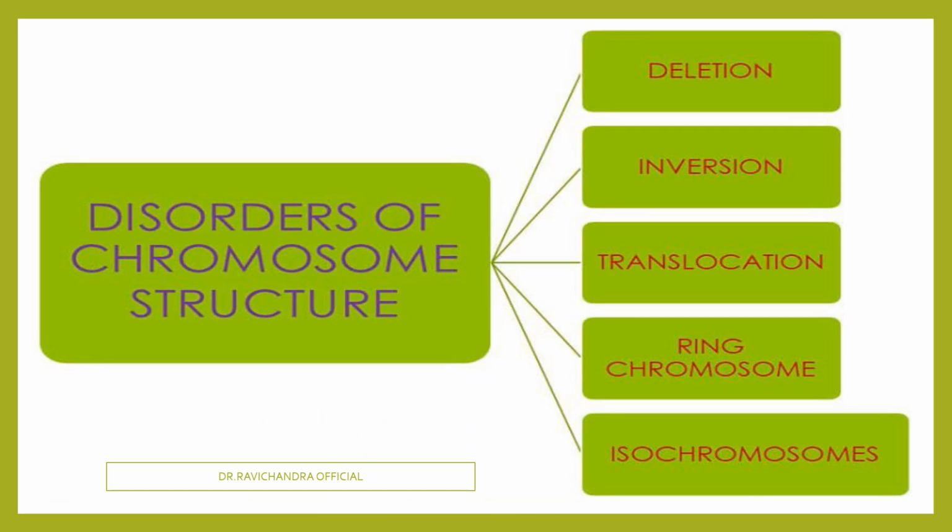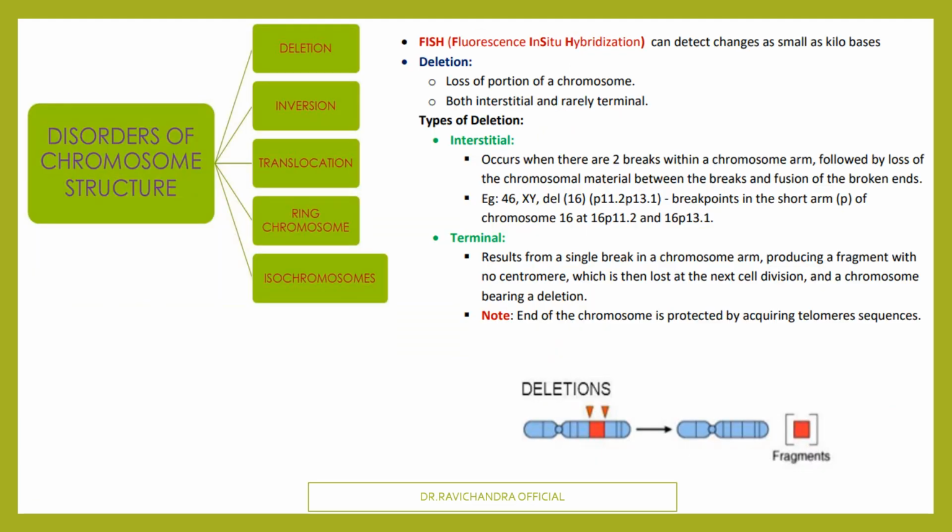Disorders of chromosomal structure will result in deletion, inversion, translocation, ring chromosomes, and isochromosomes. The technique used to detect these chromosomal structure disorders is fluorescent in situ hybridization, or FISH. It can detect changes as small as kilobases. Deletion means there is a loss of a portion of a chromosome, both interstitial and rarely terminal.